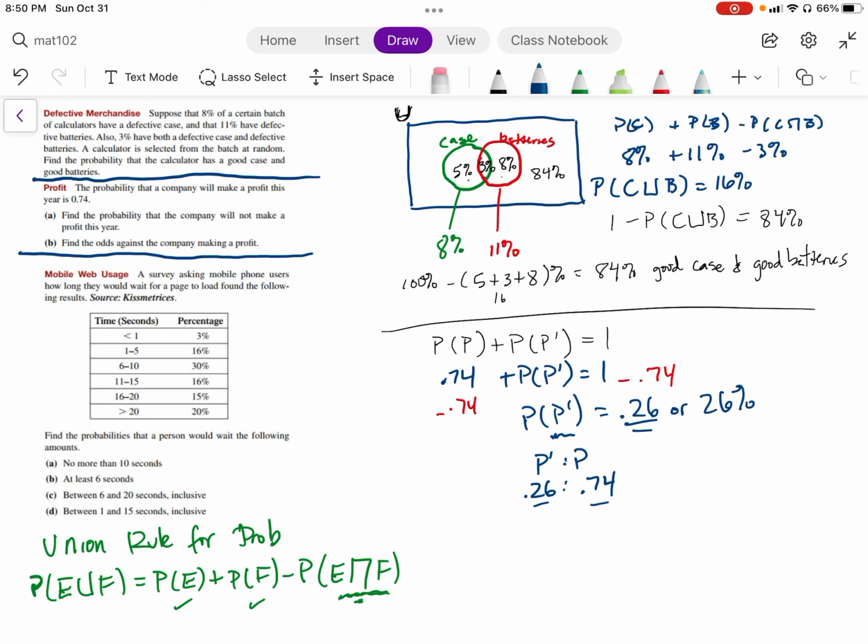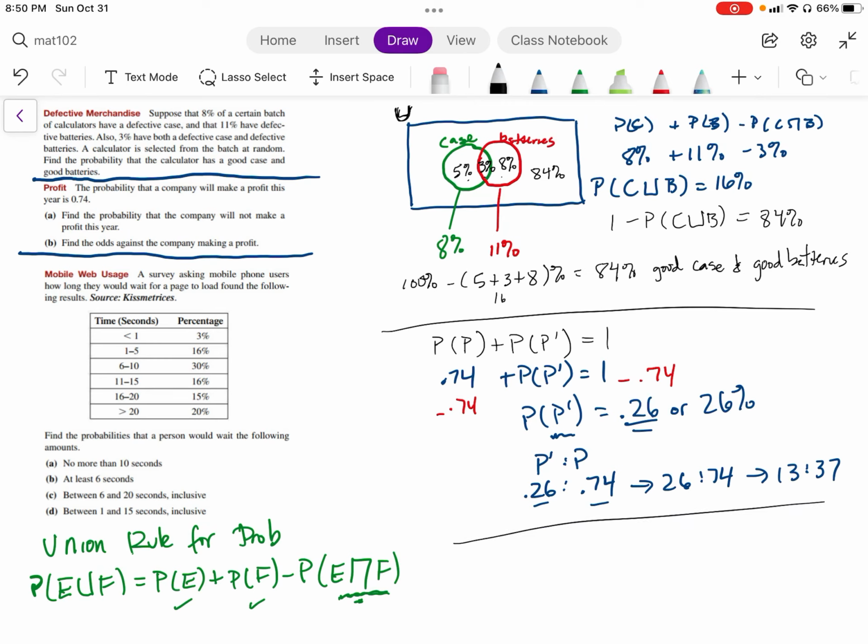And typically, we can also multiply both sides by 100. There's no point of having a decimal. So really this is equivalent to just saying 26 to 74. But then again, we need to reduce, right? Divide by 2, 13 to 37, and those are both prime. All right, pretty straightforward problem there.